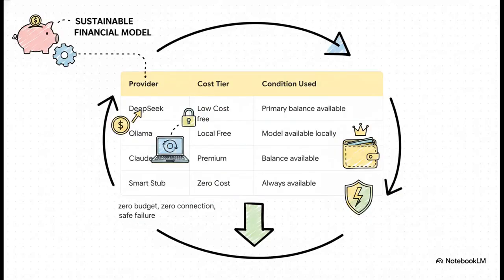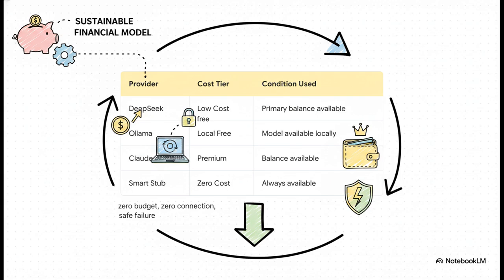But this routing architecture isn't just about flawless uptime, right? It creates a highly sustainable, honestly borderline genius financial model. It beautifully balances premium reasoning with ruthless engineering constraints. It prioritizes DeepSeek right out of the gate because it costs a tiny fraction of a cent per task, making it incredibly economical for high-volume daily operations.